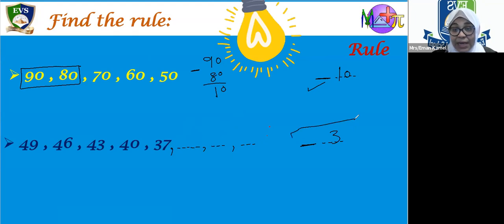Where is the rule? It's minus 3. So use this rule. 37 minus 3. 7 minus 3 is 4, and 3 minus nothing, it's 0 here. 3 minus 0 equals 3. So it's 34. If you want to know the next, use the rule, minus 3. 34 minus 3, who can do it? Who can do it? Kenzie?